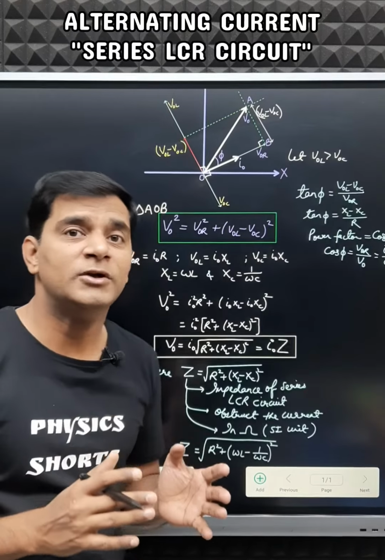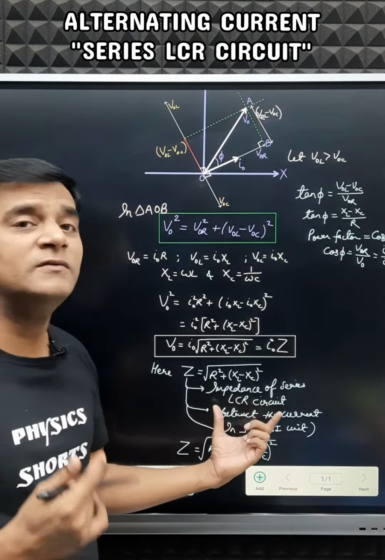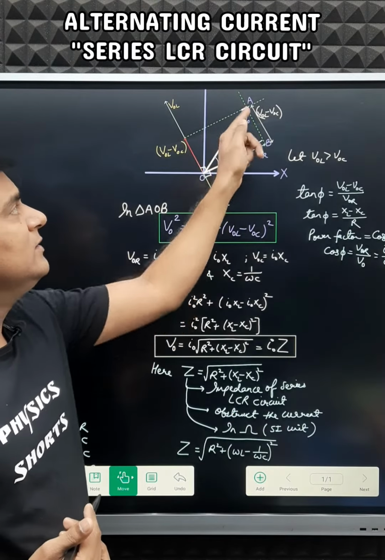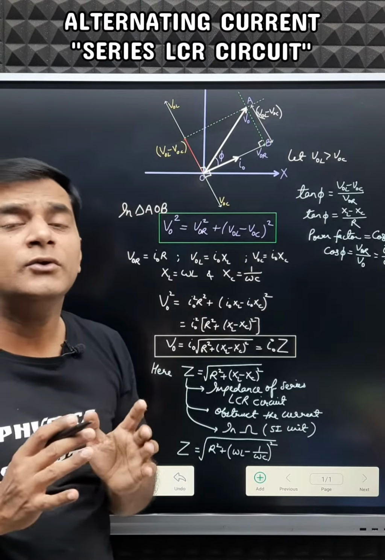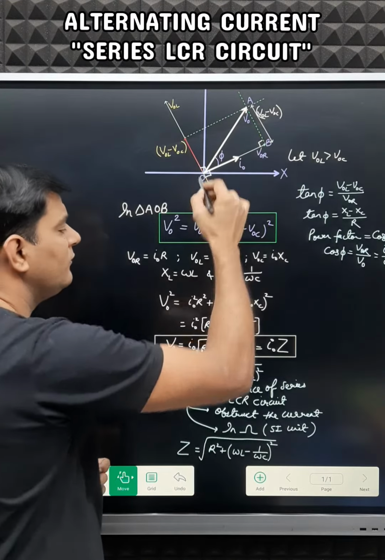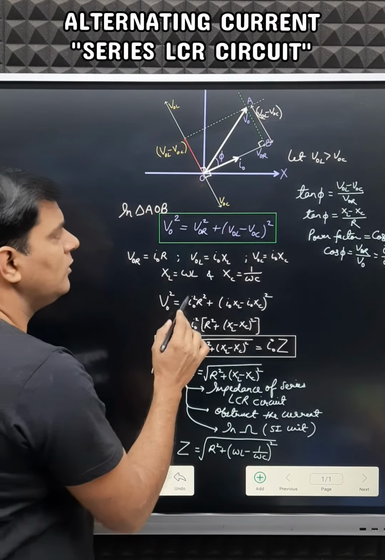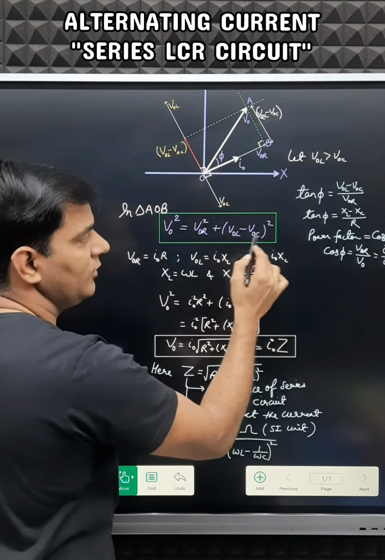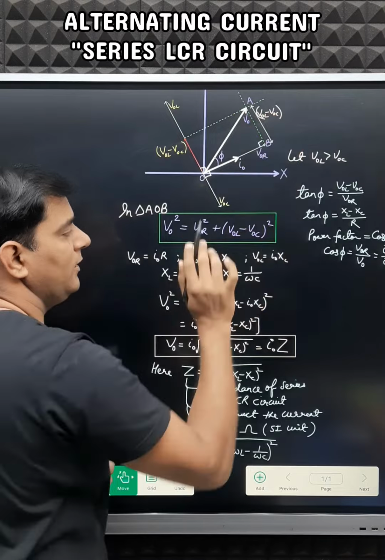To derive the expression of impedance in case of series LCR circuit, we use this phasor diagram, and in this phasor diagram we apply the Pythagoras theorem in this triangle OAB. So here V naught square will be equal to what? It is V naught R square plus (V naught L minus V naught C) square. This is base, this is perpendicular.